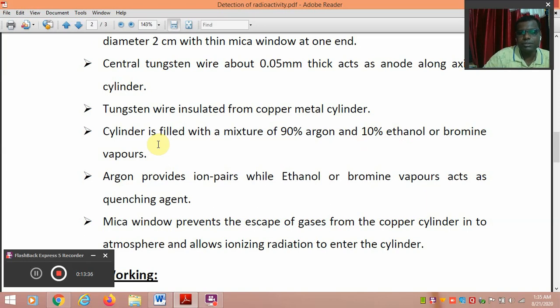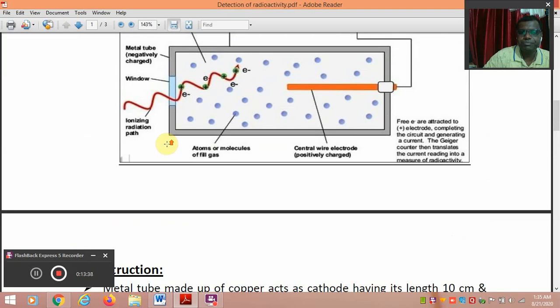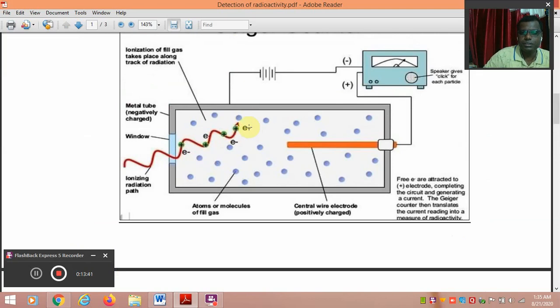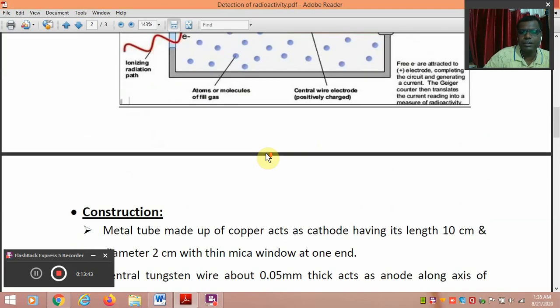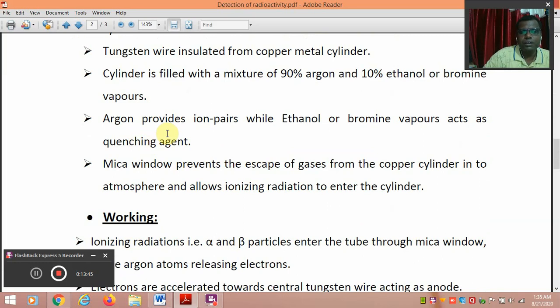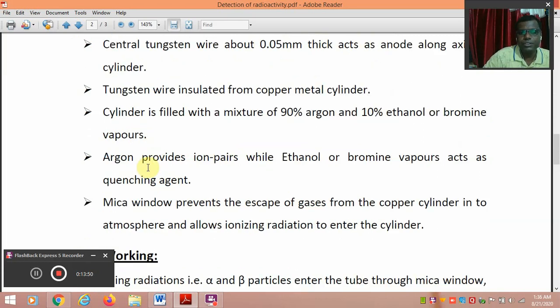So these are the two types of molecules which are present in this tube, in this copper cylinder. Again, argon is responsible for providing the ion pairs. As I already told you, this argon inert gas provides ion pairs after the ionization due to the radiations emitted by the radio element. While ethanol or bromine vapor, which is also present in the same cylinder, acts as the quenching agent.